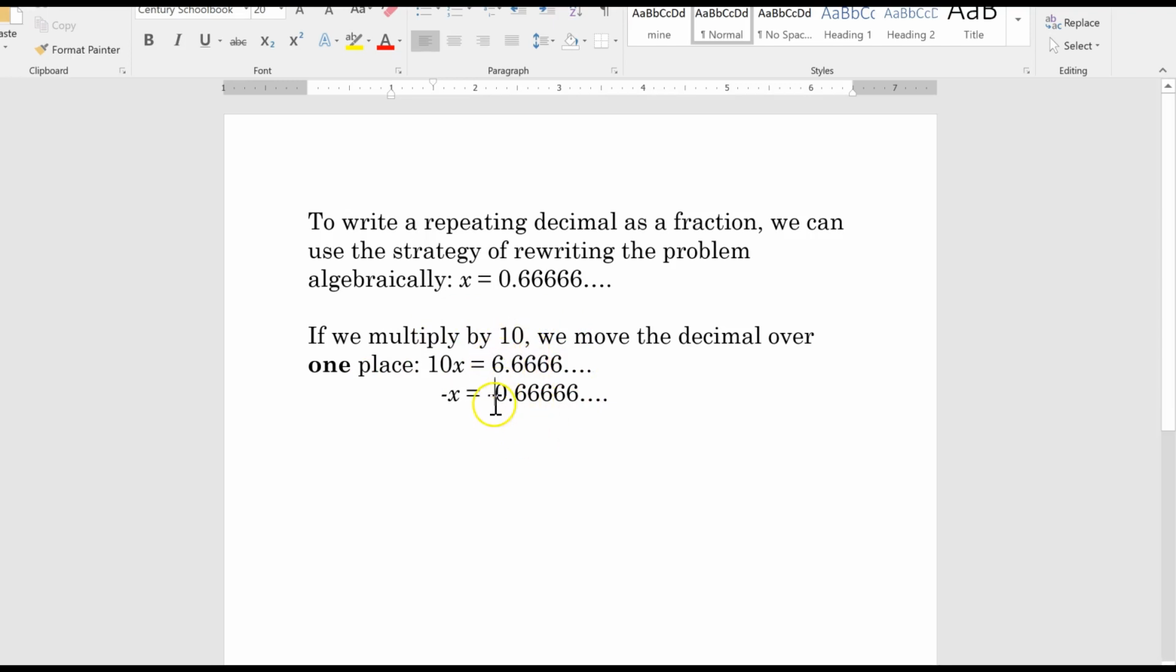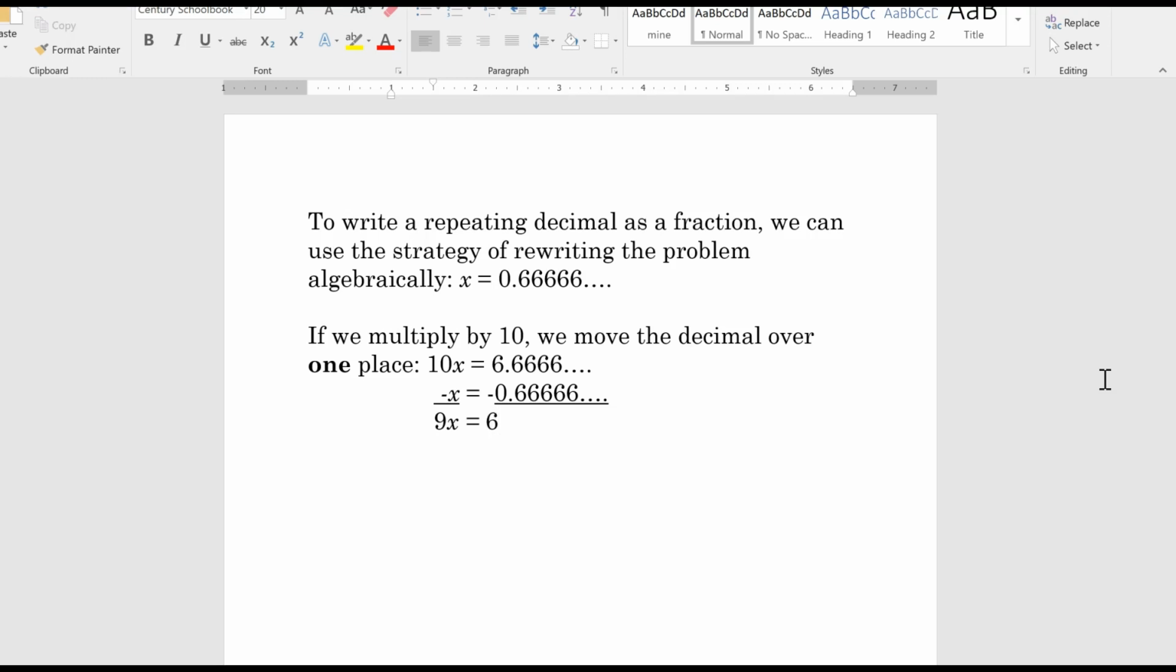and we get 6 minus 0 on this side. So what's 6 minus 0? 6 minus 0 is 6, right? And what's 10x minus x? So here we have 10x, and here we have minus x. X is the same as 1x. So what's 10x minus 1x? It's 9x. So now we have 9x equals, and again, what's 6 minus 0? 6. So we have 9x equals 6.